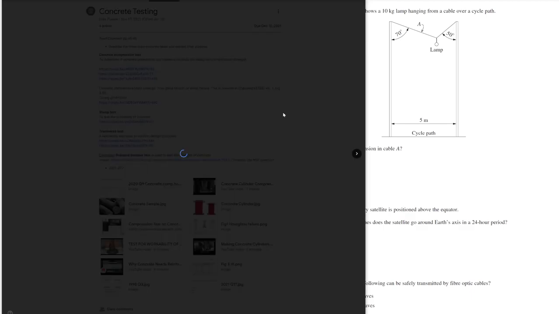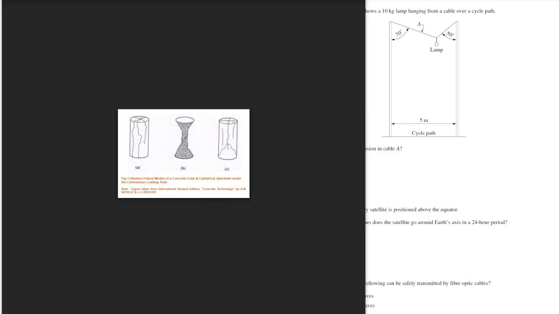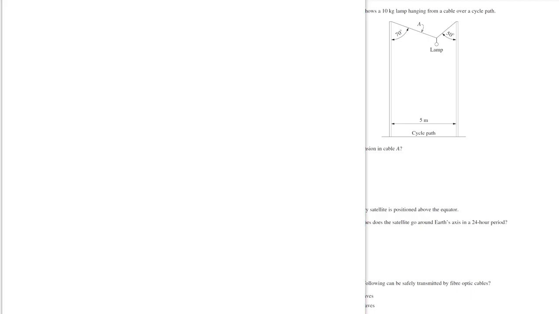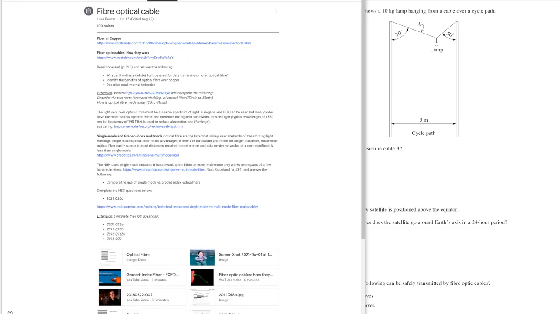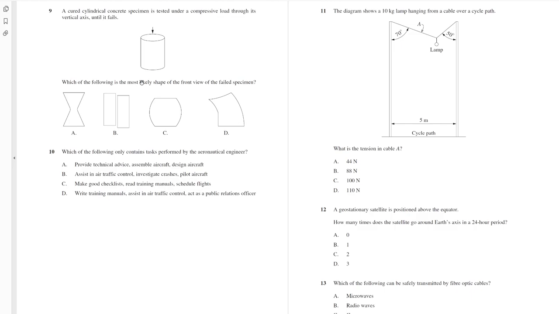And I do actually have this very question in our notes. So the answer is going to be the hourglass fracture. If we just go back to the book, the A is the one that looks closest to an hourglass.